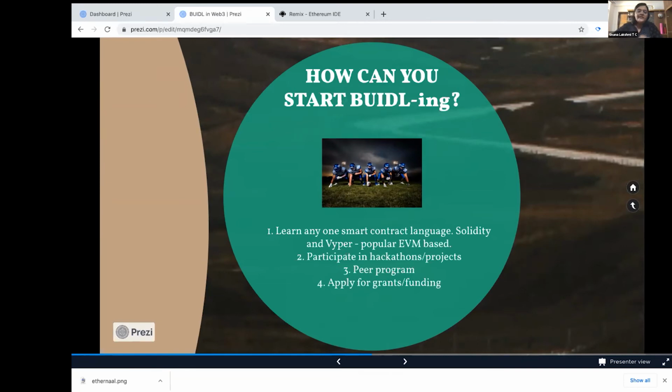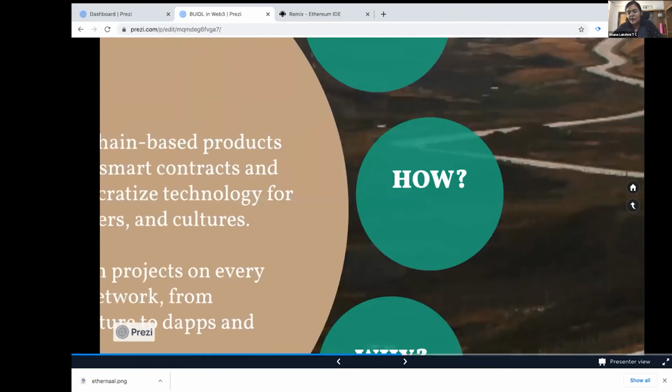And of course, don't hesitate to apply for grants. If you feel like you have a great idea, you can apply for grants or funding, and this will help you build a team to build out something, right? So these are a couple of tips and tricks, a couple of steps that you can follow in terms of trying to answer the how.